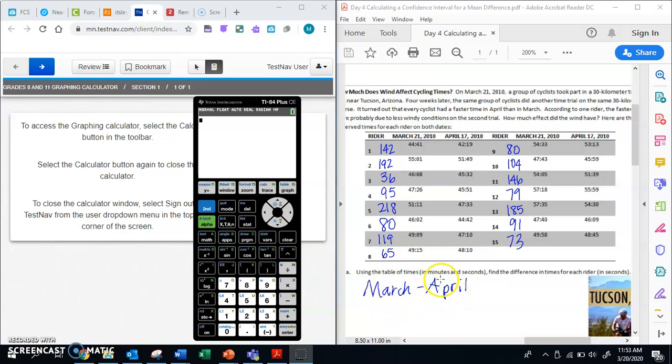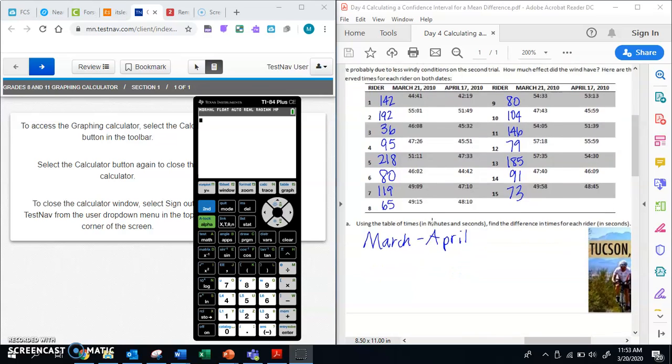And then if we're cycling, a faster time is better. So based on that, which do you think they did faster in, March or April? All right, since it's positive, that means March was a bigger time. And since you want a smaller time, that means April was better. So once we have all of these values, we have 142, the difference between the times for rider 2 was 192, and then rider 3 was 36, and so on. We've got all of these values.